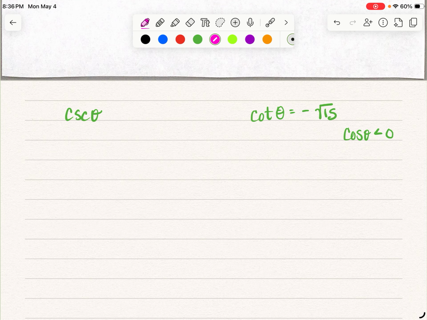So on your formula sheet that I hope that you have, cosecant is the reciprocal of sine. So that's going to be R over Y. Again, that's on your formula sheet. We know cotangent. The same area is Y over X. So that means if I were to write that as a fraction, the square root of 15 over 1.